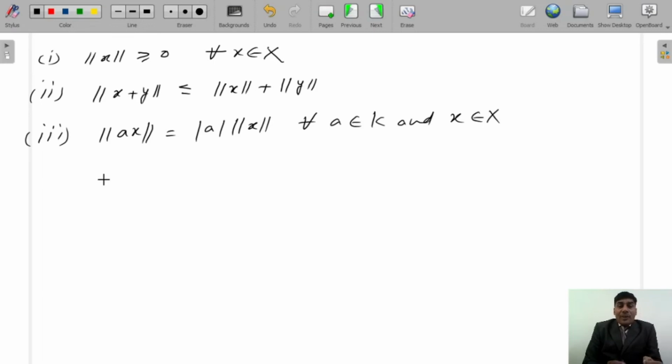There is a small difference in semi-norm space and norm space. In norm space, in the first property, norm of x is greater than or equal to 0 and norm of x is equal to 0 if and only if x is equal to 0. But in semi-norm space, norm of x is greater than or equal to 0 for every x belongs to capital X. We have to exclude that norm of x is equal to 0 if and only if x is equal to 0 in a semi-norm vector space.